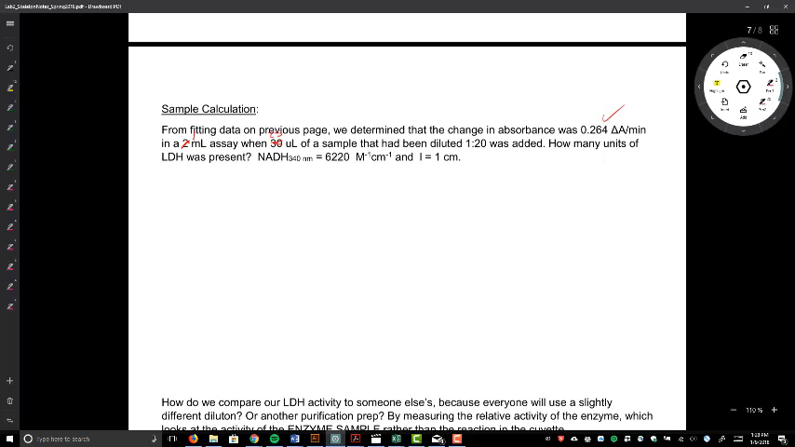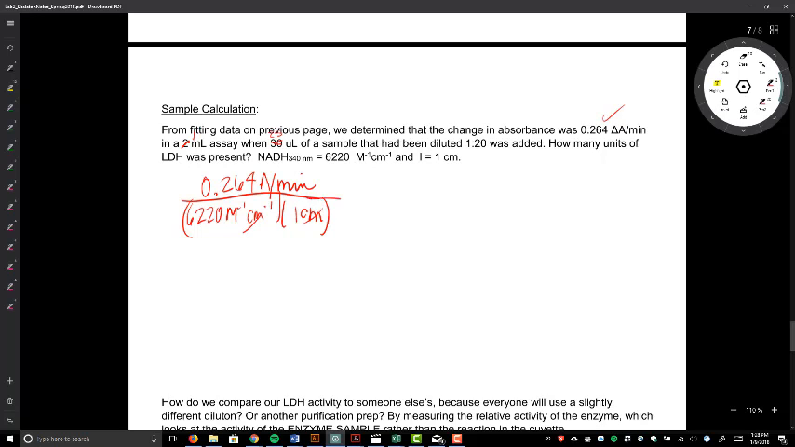All right, so the first thing we have to do is convert absorbance to concentration. We do that by taking the change in absorbance per minute, 2.264 A per minute, and dividing by the extinction coefficient times the path length. So 6,200 molar^-1 centimeter^-1 times 1 centimeter. Let's cancel units, and we know that this gives us molar per minute.